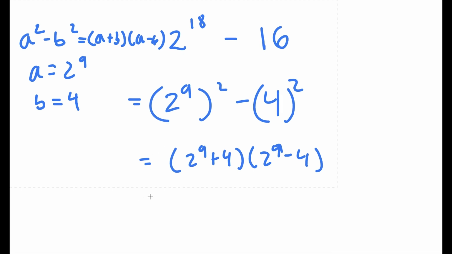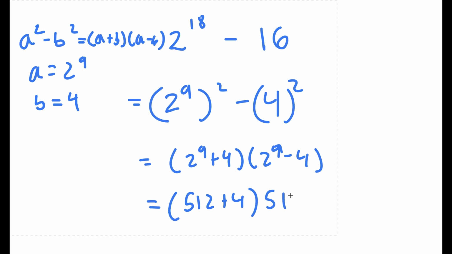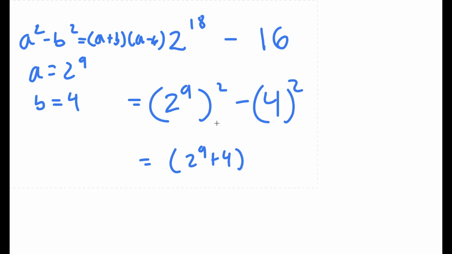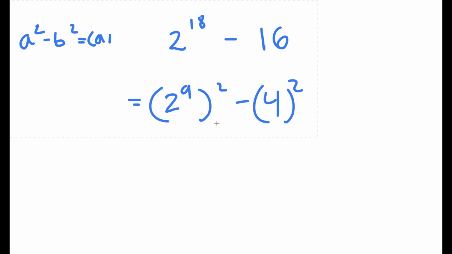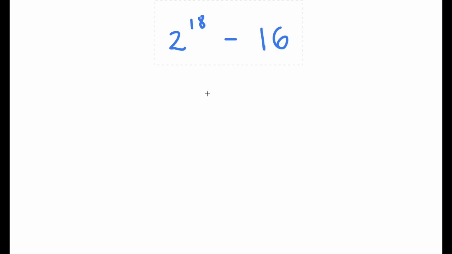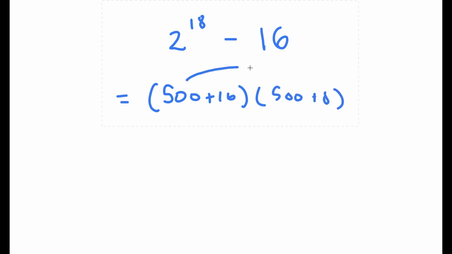Now, 2 to the power of 9 is equal to 512, so now I have 512 plus 4 times 512 minus 4. 512 plus 4 is 516, times 512 minus 4 is 508. So I have 516 times 508. So now to solve this, 516 I'm going to rewrite as 500 plus 16, and 508 I'm going to rewrite as 500 plus 8. So now to solve this, I'm going to distribute the 500 and the 16.